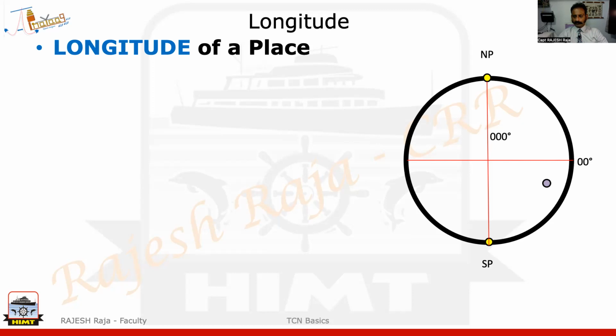So I'm showing a spot here. Let us assume that this is a person standing here in this violet color spot which I've given you. Please remember, he will have his own meridian. Each place has got its own meridian. So I've just shown you his meridian. So what is the definition of a longitude?